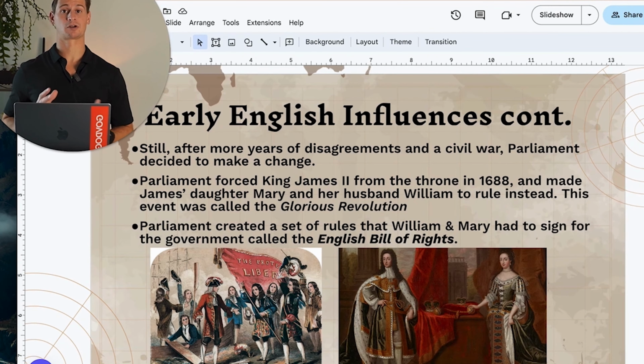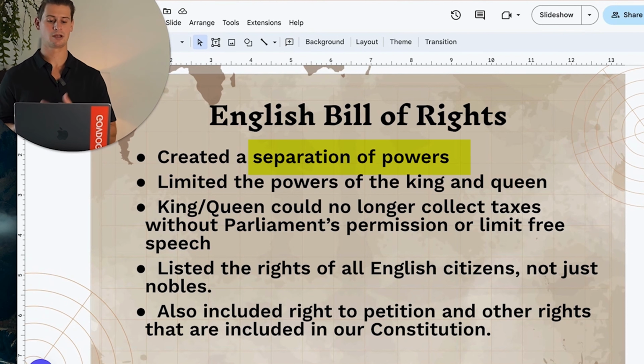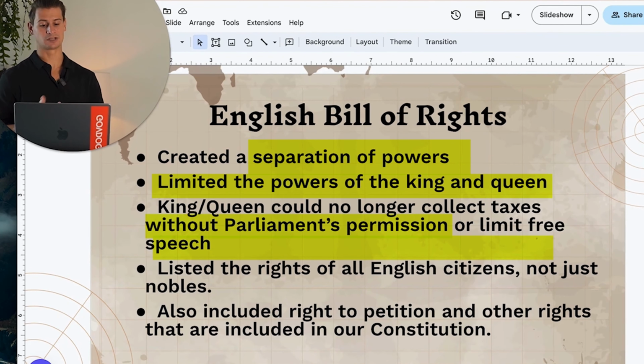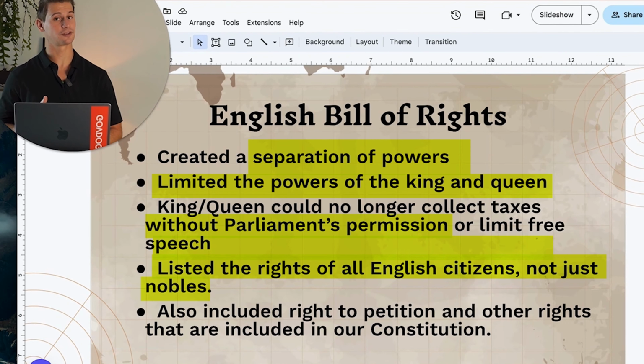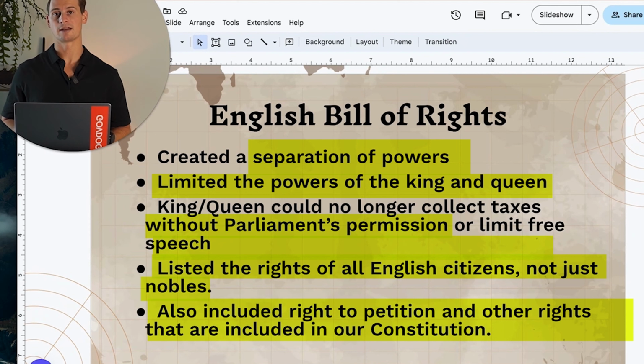This power struggle progressed and eventually leads us to the English Bill of Rights, again with the specific idea of limiting the king's power and preserving some of that power for the people. Other things that the English Bill of Rights did is separation of powers, limited the power of the king and queen. They could no longer collect taxes without Parliament's permission, listed all of the rights of English citizens, not just for the nobles. So remember, Magna Carta was specifically for the nobility. The English Bill of Rights extends that to all Englishmen. And also the idea of petitioning the government. Again, a lot of these ideas are what the founding fathers implemented when they wrote our own constitution, so definitely pay attention to this.